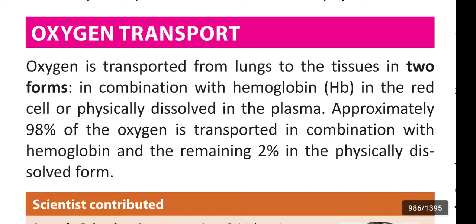In this video we are going to learn about oxygen transport. Oxygen is transported from lungs to the tissues in two forms: in combination with hemoglobin in the red cells, and physically dissolved in the plasma. Approximately 98% of the oxygen is transported in combination with hemoglobin and the remaining 2% in the physically dissolved form.